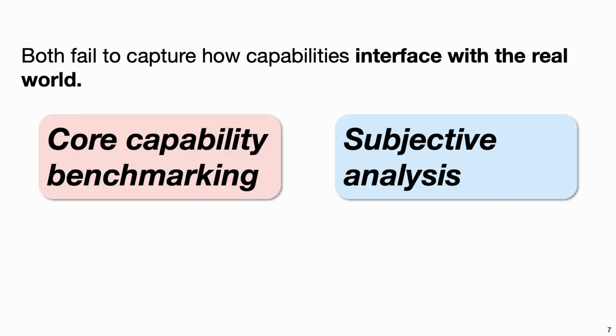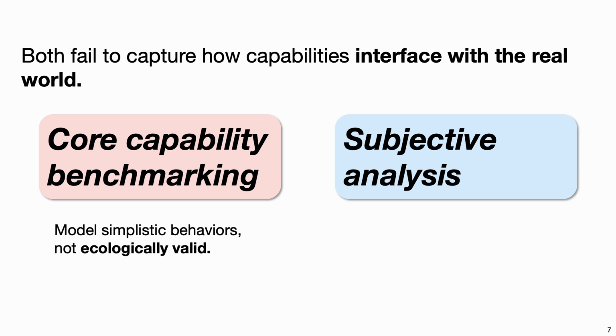So both core capability benchmarking and subjective analysis are failing to capture how the capabilities of the models will actually interface with the real world. And the core capability benchmarks are just modeling really simplistic things, and they aren't ecologically valid. In other words, they don't represent contextualized real-world behavior.